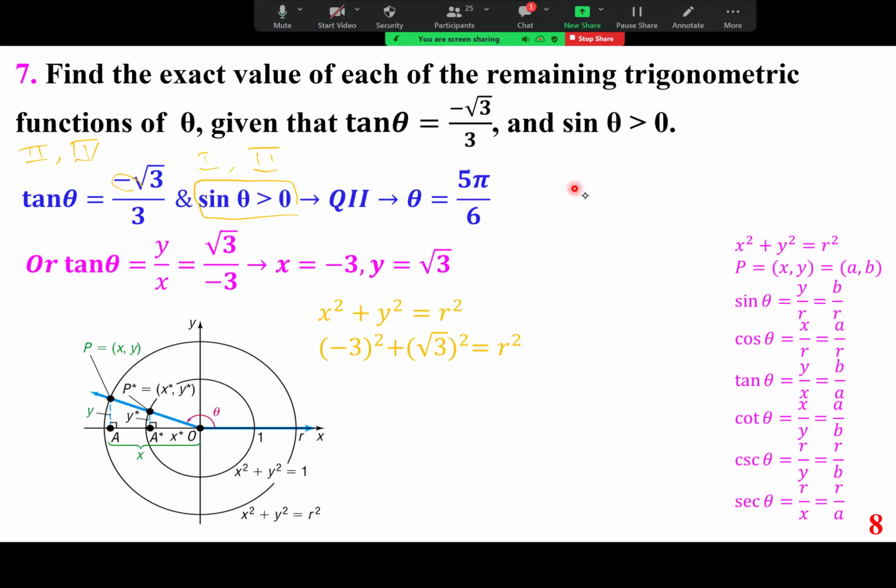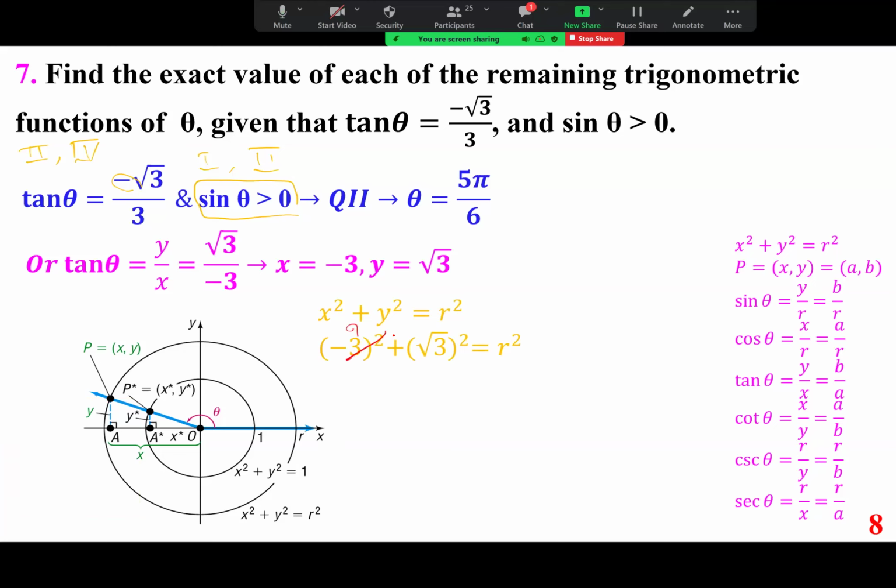X squared plus y squared equals r squared. And what happens is that tangent is y over x, square root of 3 over minus 3. X is minus 3, y equals square root of 3. Why is that? Because we decided and showed that we are dealing with quadrant two where x is negative, y is positive. So tan theta is y over x, square root of 3 over negative 3. By the way, it has a negative sign. You can put it at the top, the bottom, or in front of a fraction bar. And the reason we do it in that fashion is because we know y is supposed to be positive and x is supposed to be negative.